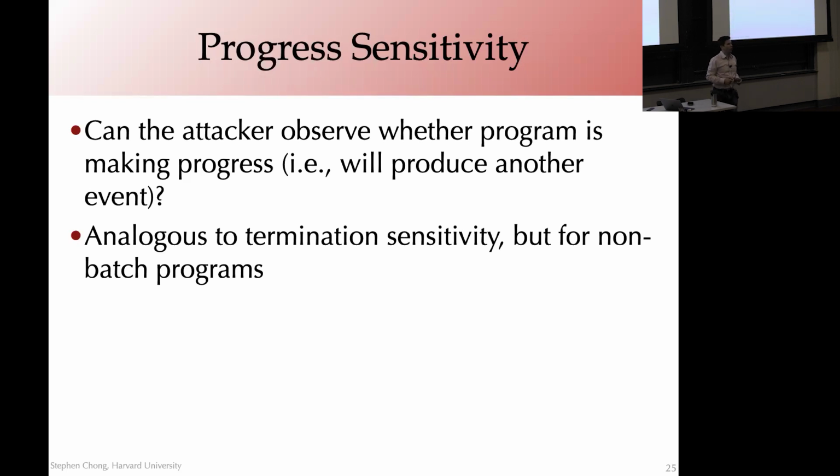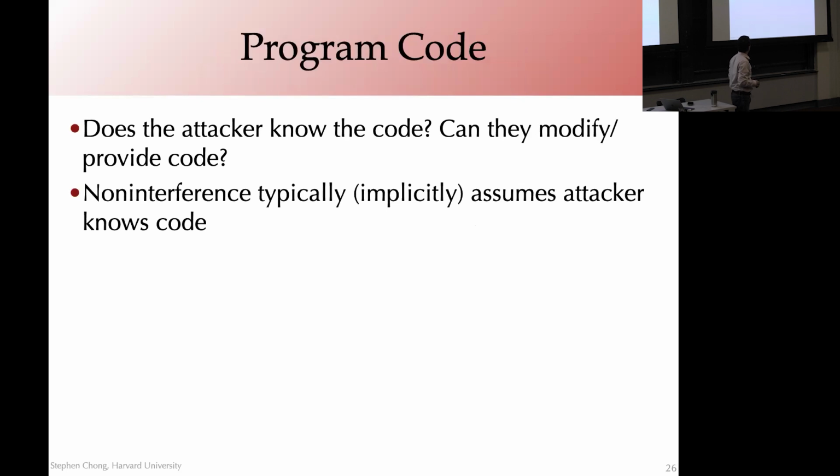We talked about the idea of the attacker knowing the code of the system. And so this is another aspect of the threat model. Are we assuming the adversary knows the code? Can they modify or provide parts of the code to the system? Again, these are ways of describing how the adversary is interacting with the system and our assumptions.